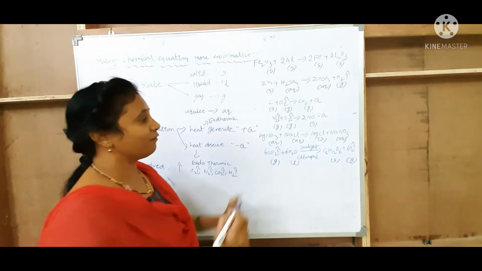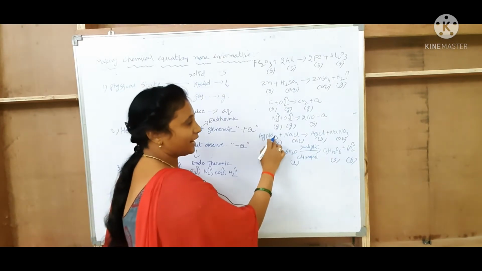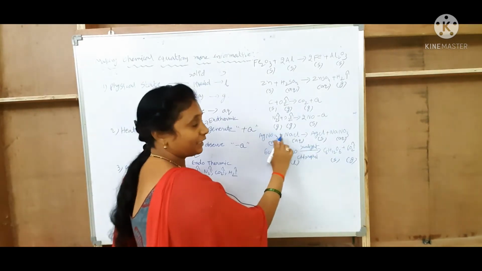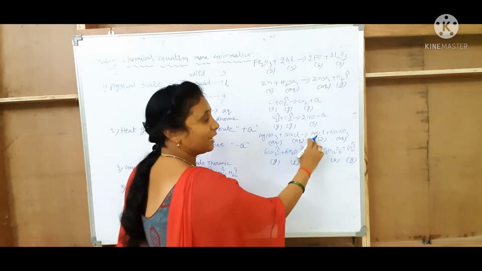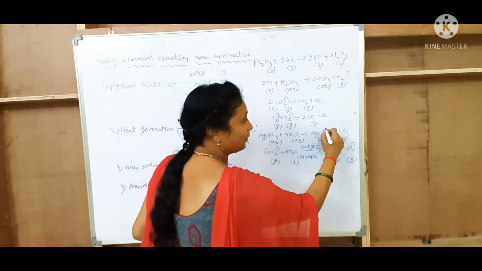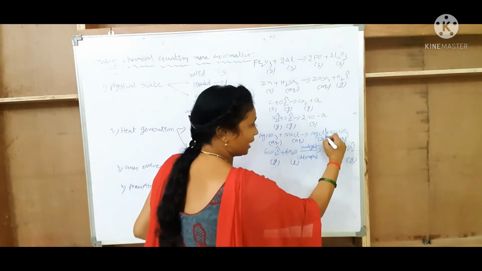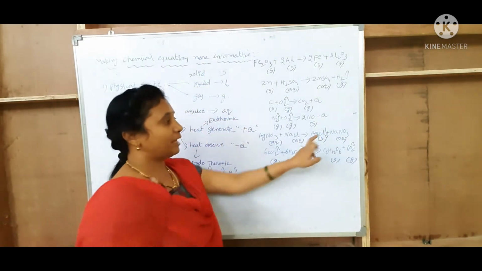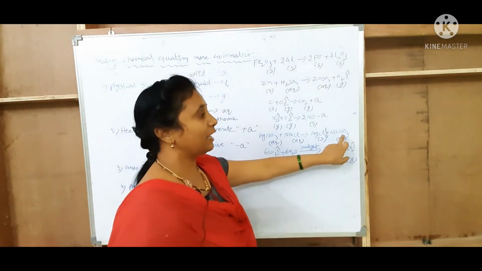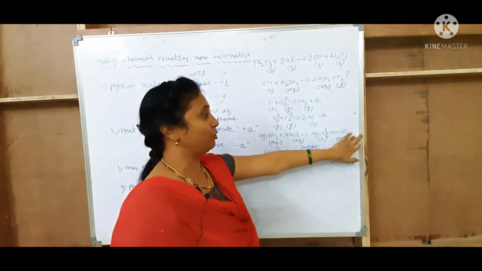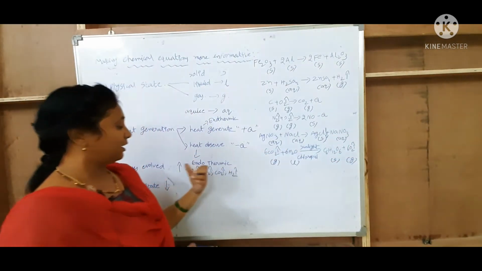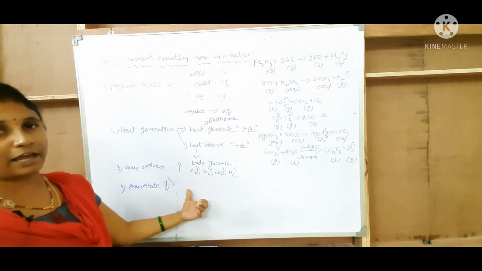In the given equation, this is silver nitrate plus sodium chloride gives AgCl. This is the white color precipitate. That's why I am showing it with the downward arrow. Here the NaNO3 is the aqueous solution. The precipitates are represented by the downward arrow.